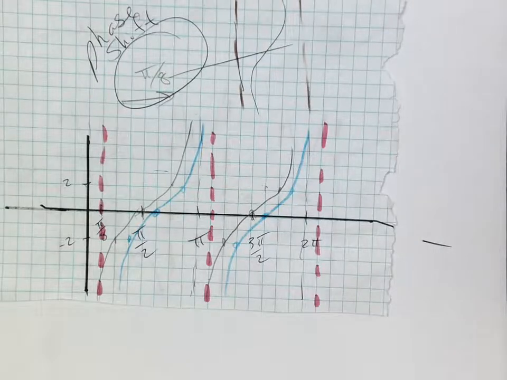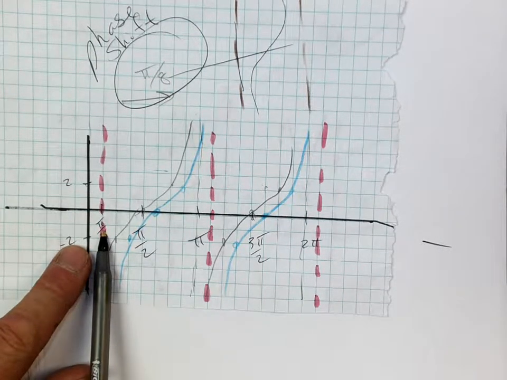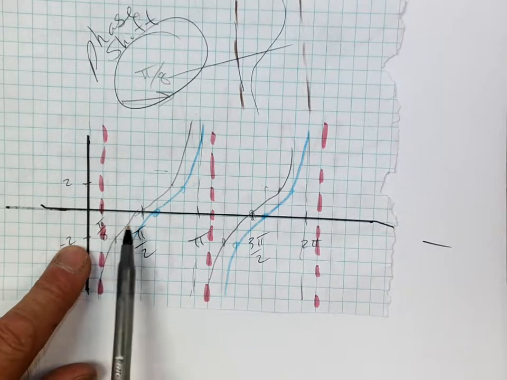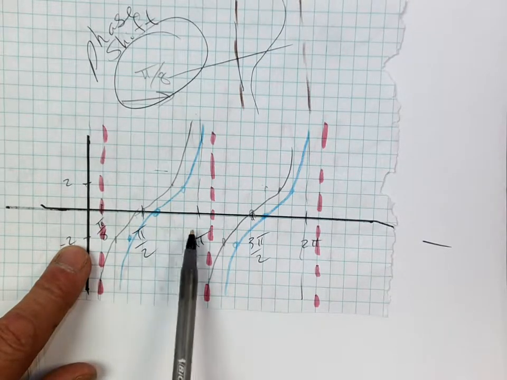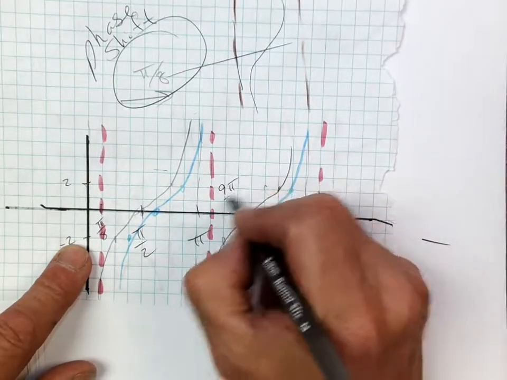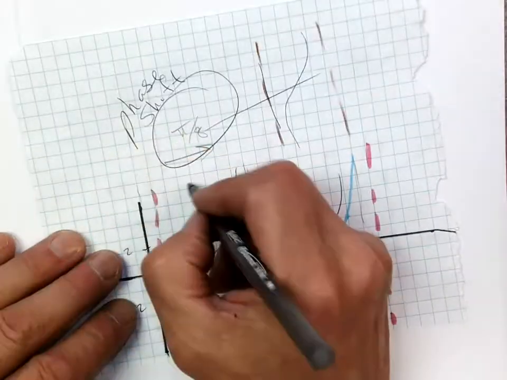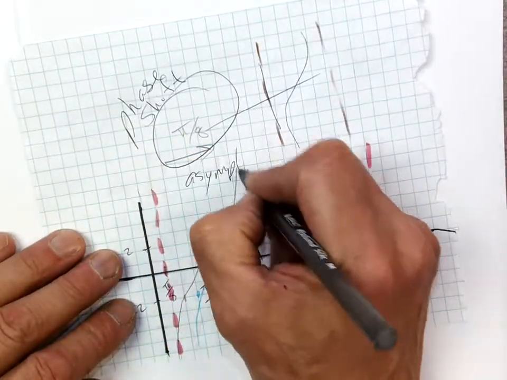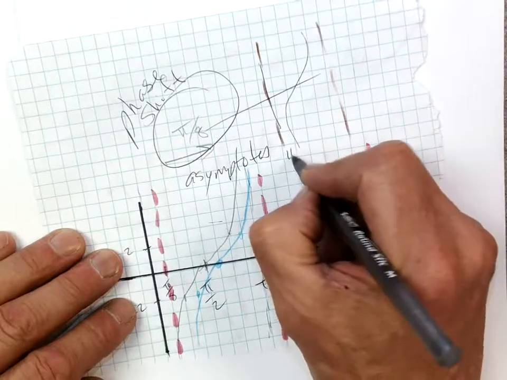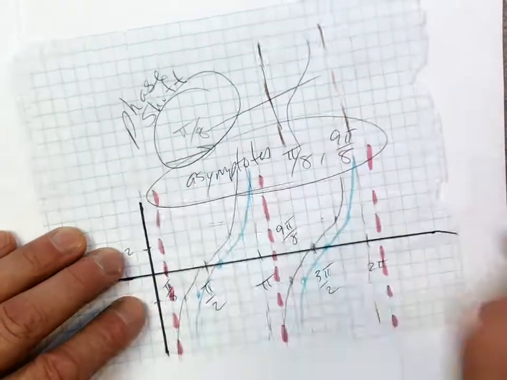Where are the vertical asymptotes? Pi 8ths. It's 1/8, 2/8, 3/8, 4/8, 5, 6, 7, 8, 9 pi 8ths, right? So my asymptotes are at pi 8ths and 9 pi 8ths, okay?